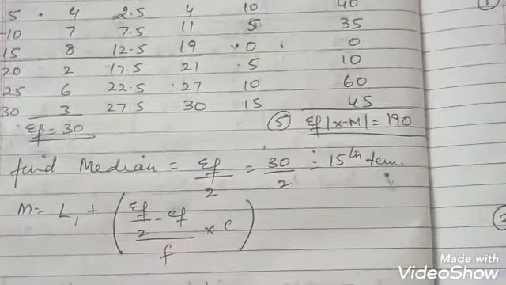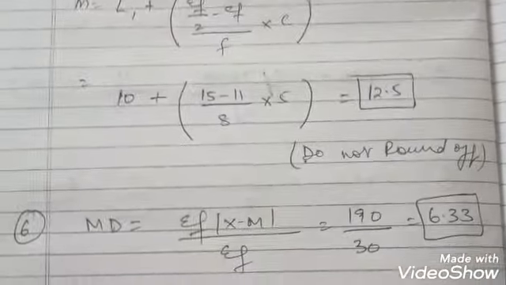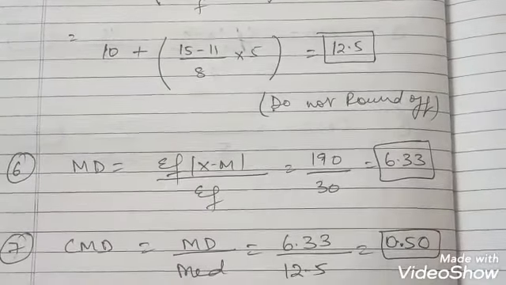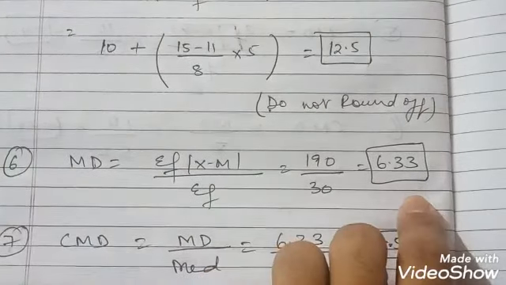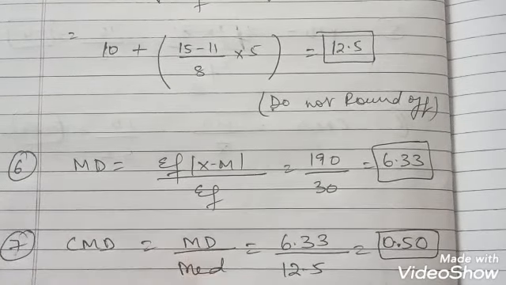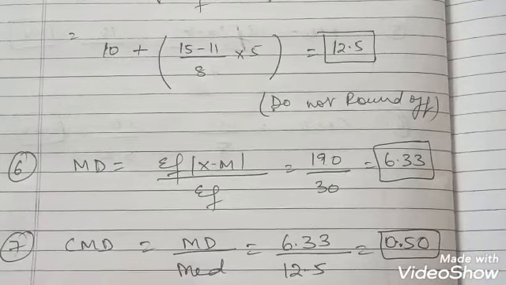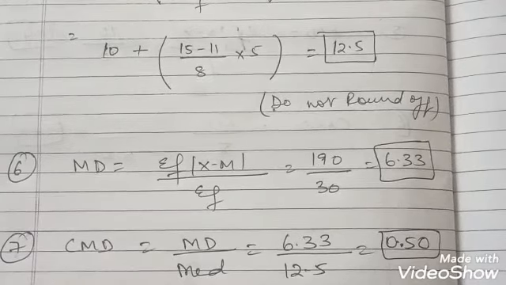उसके बाद you'll find the total of f into modulus x minus m, that is 190, and then you will write the formula. Sigma MD is equal to sigma f into modulus x minus m upon sigma f, which is 6.33. Lastly, you will calculate CMD, MD upon median, which is 0.5. चलो, it's very simple. अगर आपको CMD आ गया, अगर आपने from mean किया तो you'll divide by mean, अगर आपने median किया तो you'll divide by median. Mean should be actual mean and median should be also the correct median.